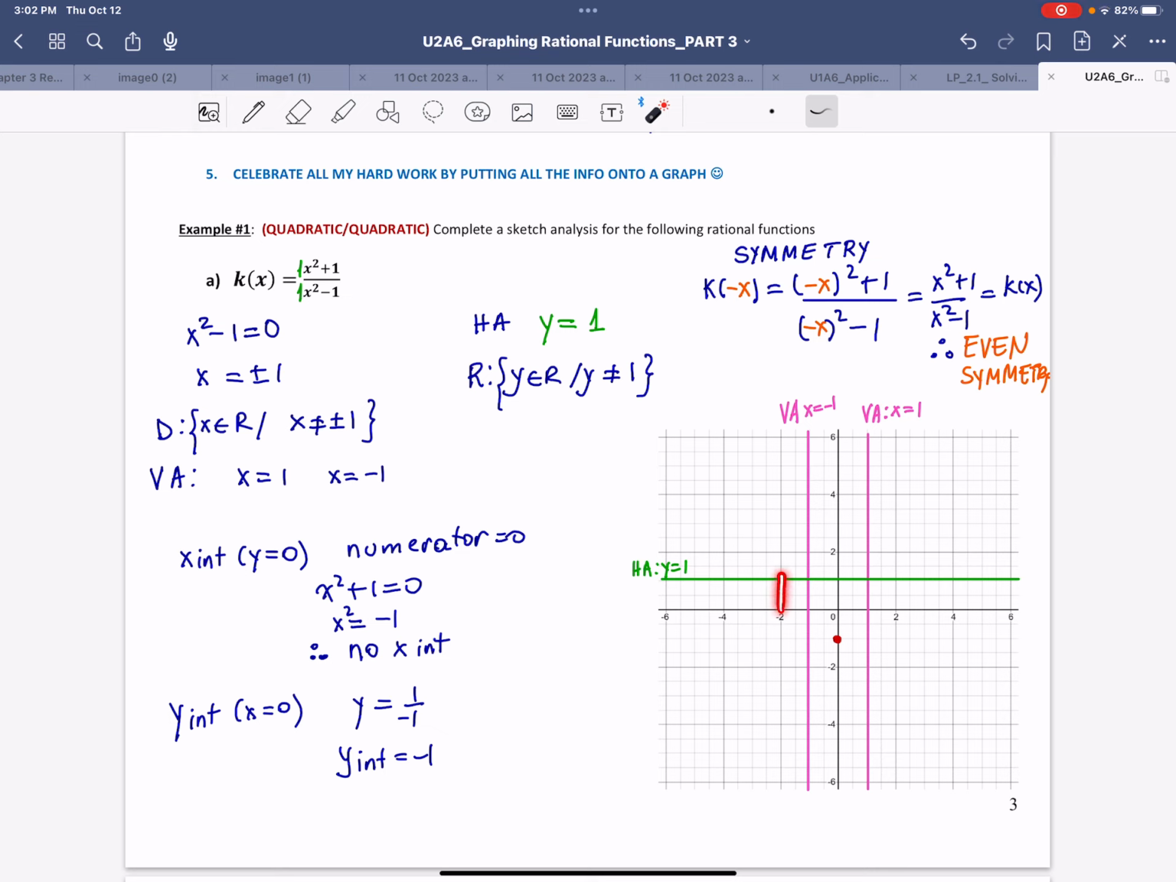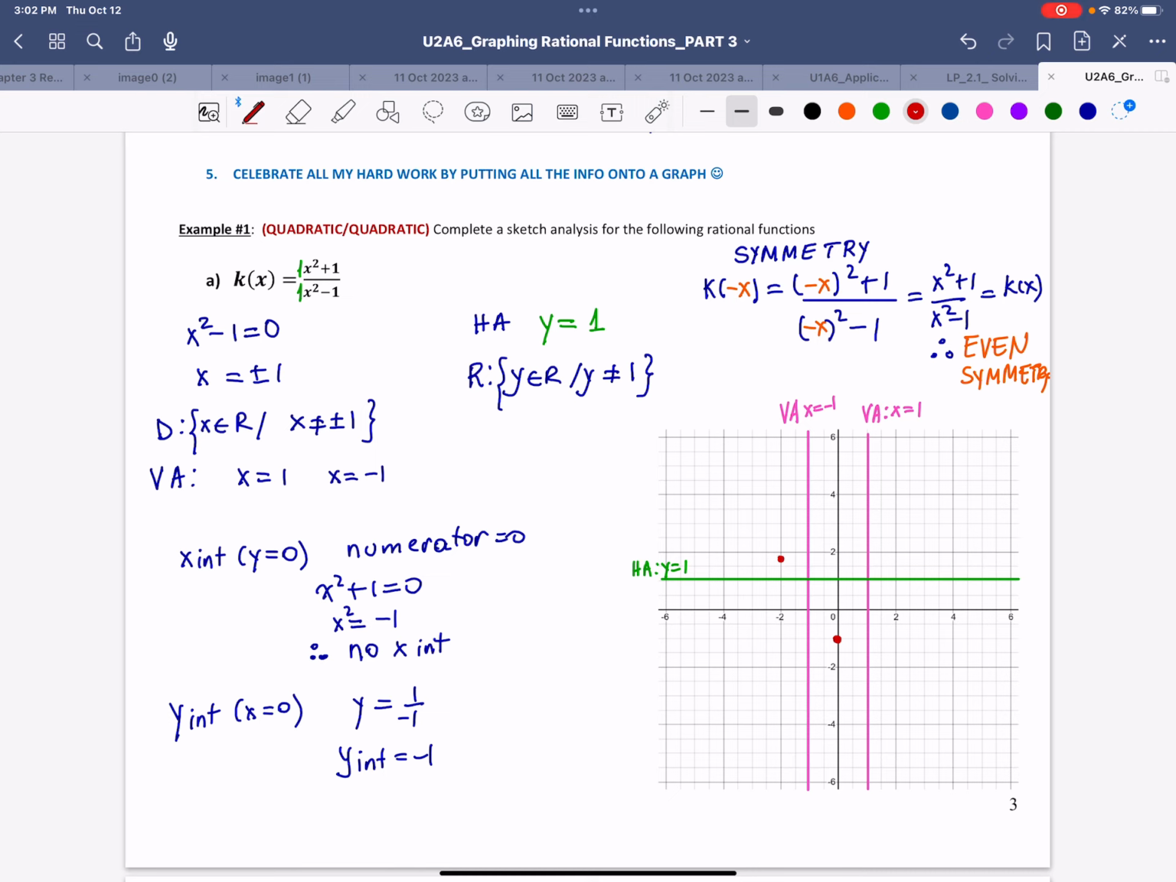Let's say, for example, x equals negative 2. So if x equals negative 2, you have negative 2 squared here. So that will make 4 plus 1, that's a 5, over 4 minus 1, which is a 3. So 5 over 3 will be somewhere here. So more than 1.